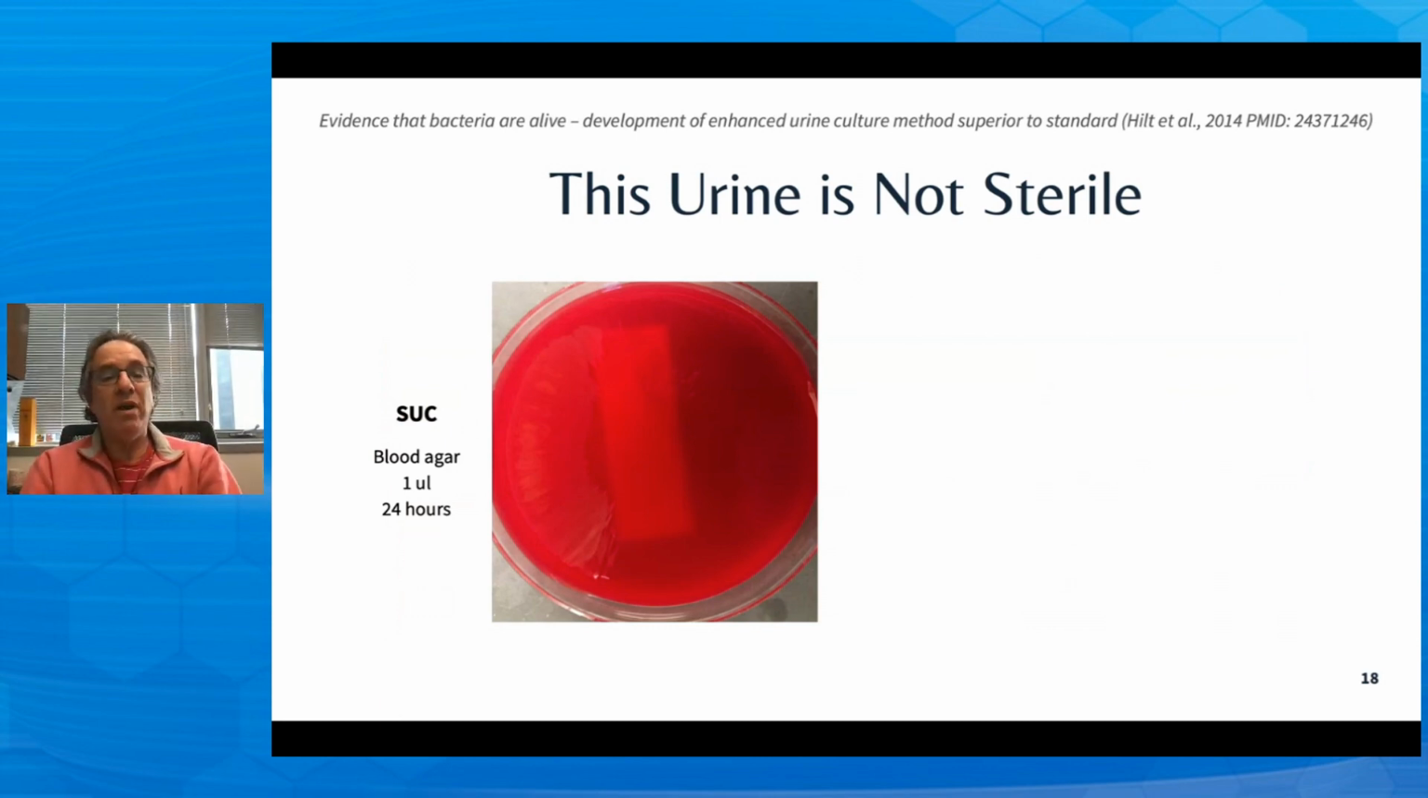Here is one of the 2 standard urine culture conditions. 1 microliter put on a blood agar plate and incubated for 24 hours, and there's nothing on this plate. The clinical microbiologist would tell the clinician, no growth. Okay, what I'm going to show you in a moment is the same urine under one of the growth conditions for EQUC. But remember, it's going to be 100 microliters, and we're going to incubate for 48 hours.